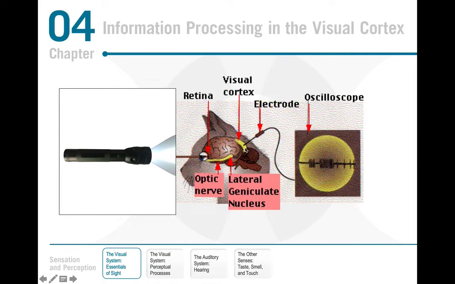But the weird thing is they weren't getting any activity in the cells in the visual cortex, as shown here on the oscilloscope. And that perplexed researchers for some time because they're like, why aren't the cells here responding to light? It was actually David Hubel and Torsten Wiesel that discovered the reason for this lack of response to these shades of light. And they actually discovered it by accident.